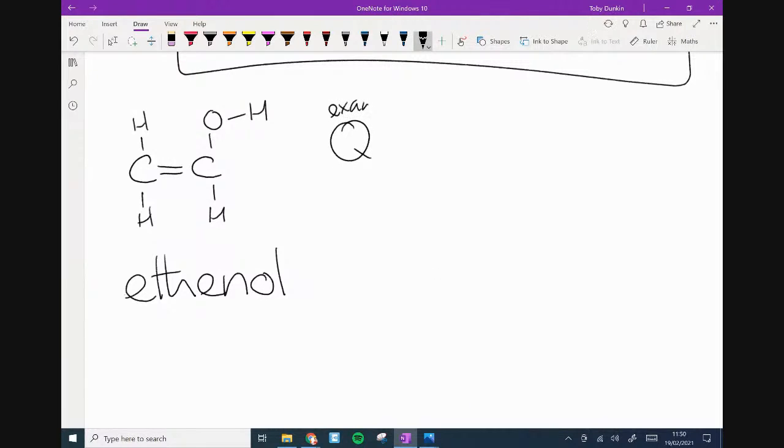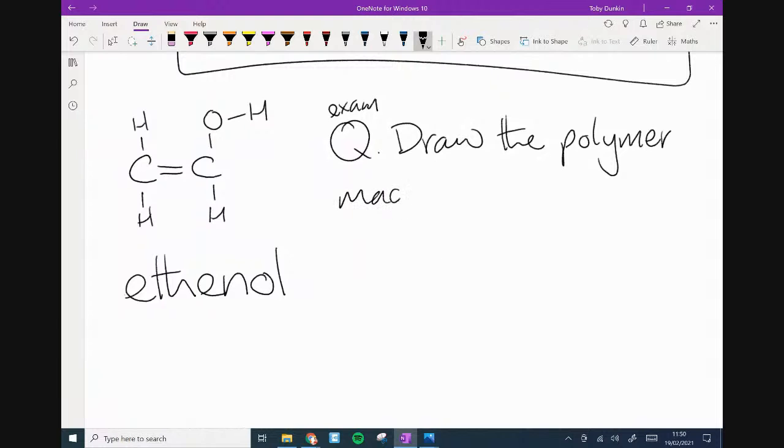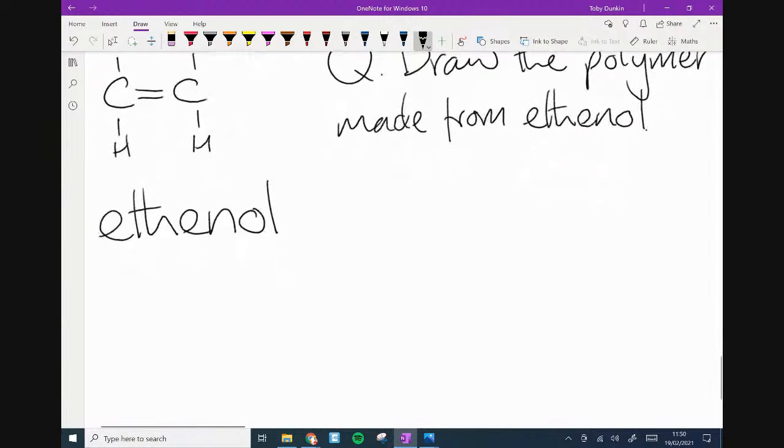Exam. It will say, draw the polymer. Draw the polymer made from ethanol. Right. Now notice they have said nothing about the number of repeating units. They have simply said, draw the polymer. So, what do we do?